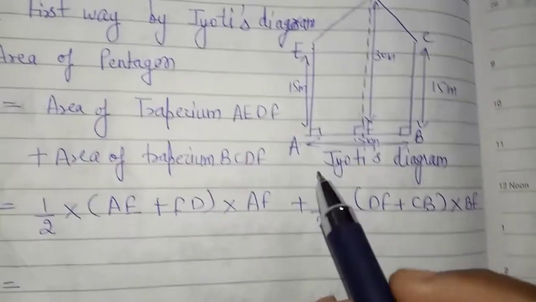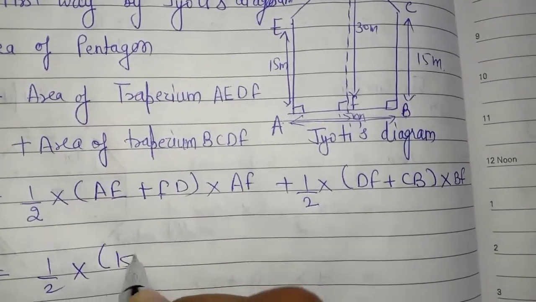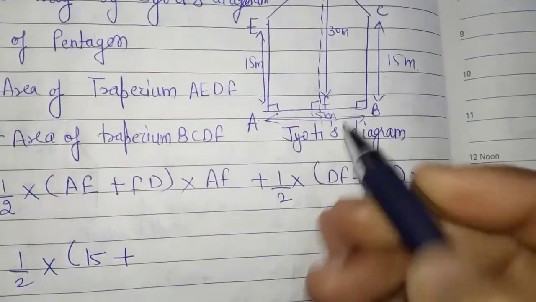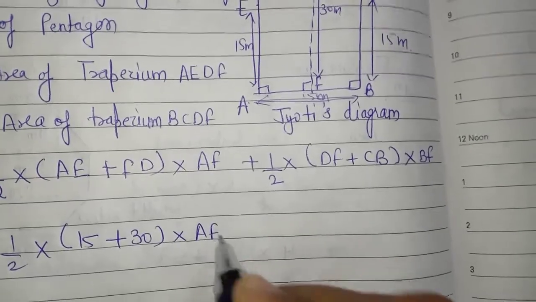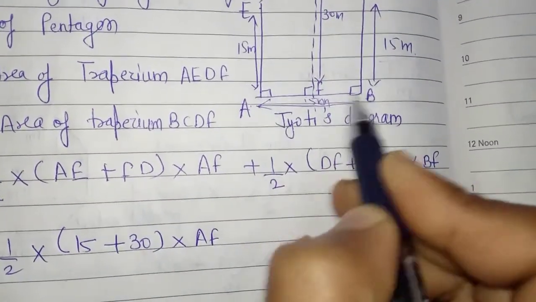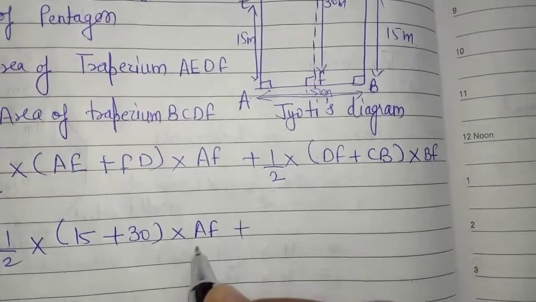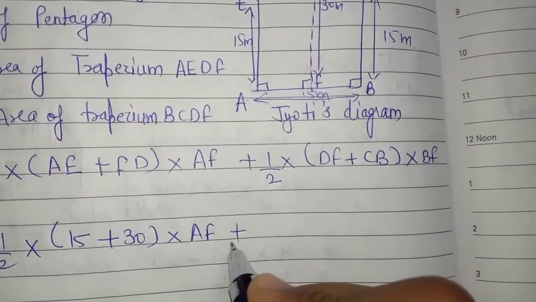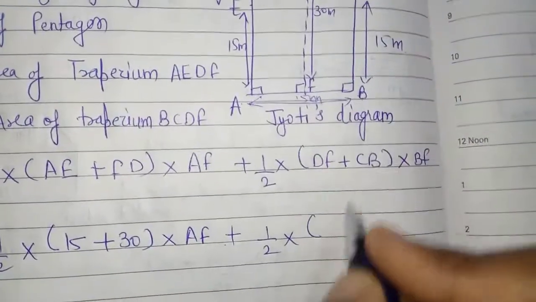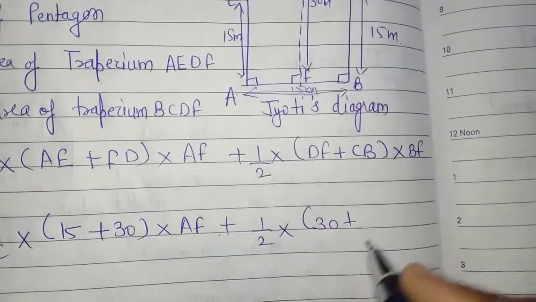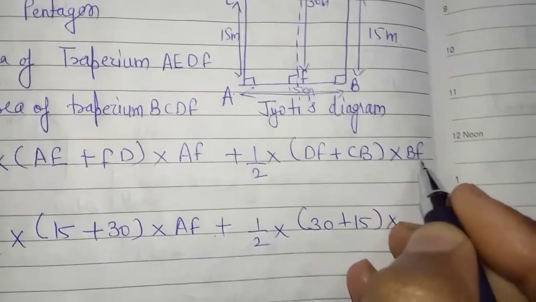Now we will put the values. This is AE, half into AE value is 15 plus DF or FD value is 30, multiplied by AF. Actually we have this total value 15 meter, so we'll not write anything here. Plus 1 by 2 into, now DF again 30 plus this CB is equal to 15, multiplied by BF.